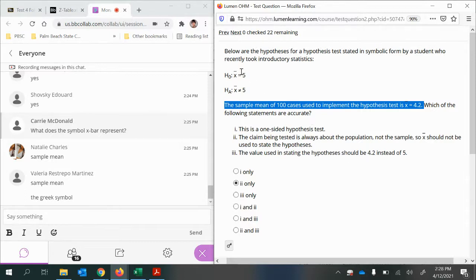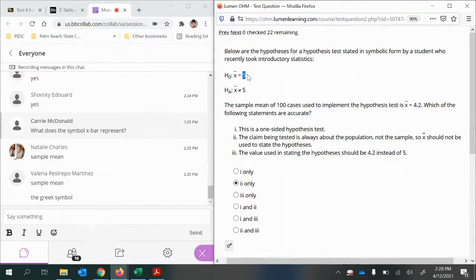So this says 5, which is not the sample mean, but we didn't want the sample mean in our hypothesis statements anyways, right? We already figured out that this symbol was wrong. We should have had mu in there. So perhaps the 5 would be the claim value. So yeah, part 3 isn't accurate. It's not accurate either, okay?